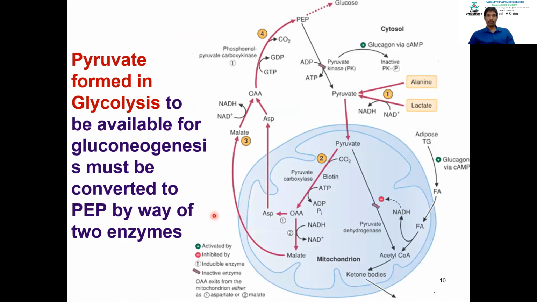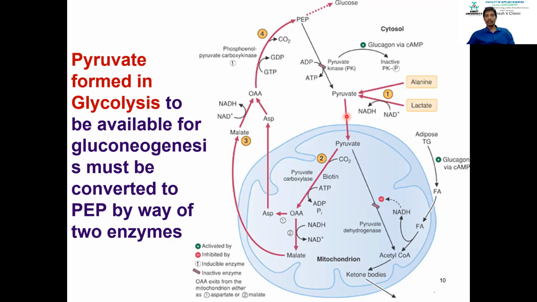Okay, the first one, pyruvate. How can pyruvate be converted into phosphoenol pyruvate? In glycolysis, it is a single step, phosphoenol pyruvate to pyruvate, by pyruvate kinase, but that enzyme cannot be utilized here. So what happens? Pyruvate, whichever is present in the cytoplasm, first needs to enter into the mitochondrial matrix. That is the first step.